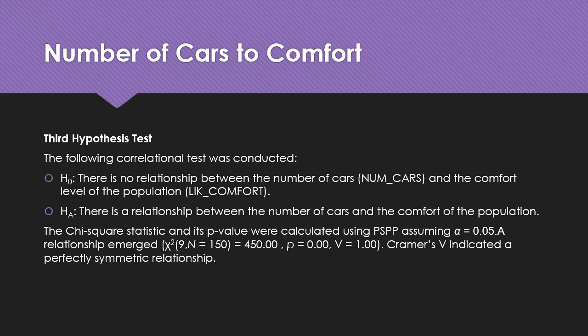So we had to do the Cramer's V test to follow up to see how strong this relationship is. In this case, V equals 1, as we said before, that's perfectly symmetric. So this is a perfectly symmetric relationship between each other, beyond strong. So in this case, you see the comfort level of the population and the number of cars are perfectly dependent upon each other. So that's an interesting takeaway from here.